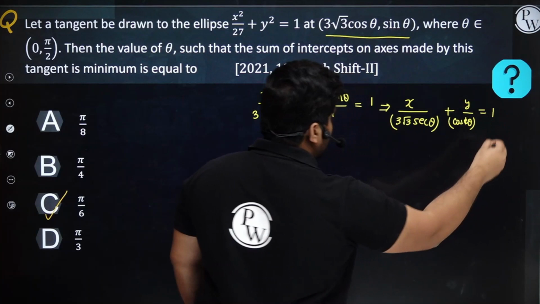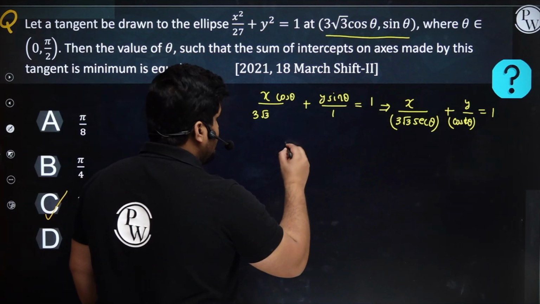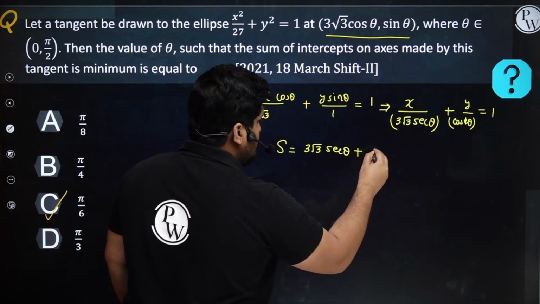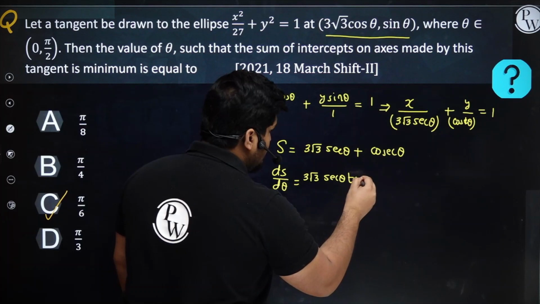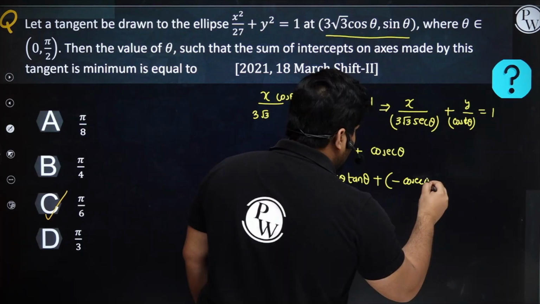So what is sum of intercept? We already have written tangent in intercept form, so sum of intercept will be 3 root 3 sec theta plus cosec theta. So for minimum or maximum, we need to differentiate. So what will be ds by d theta? It is 3 root 3 times sec theta tan theta. And cosec theta differentiation will be minus of cosec theta into cot theta. And this we will put equal to 0.